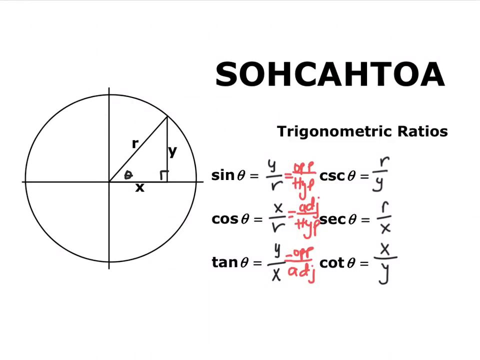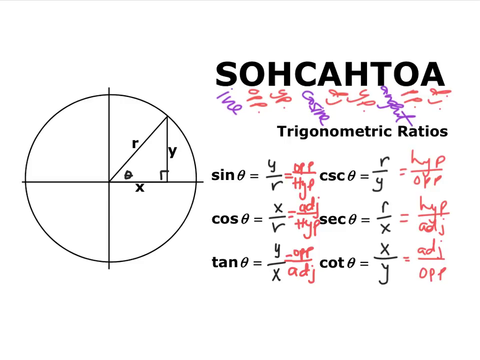So to remember that, we have the phrase SOHCAHTOA, which stands for sine is opposite over hypotenuse, cosine is adjacent over hypotenuse, and tangent is opposite over adjacent. We don't really use the other three trig functions much in right triangle trig, but they're always just the reciprocal of the other ones.